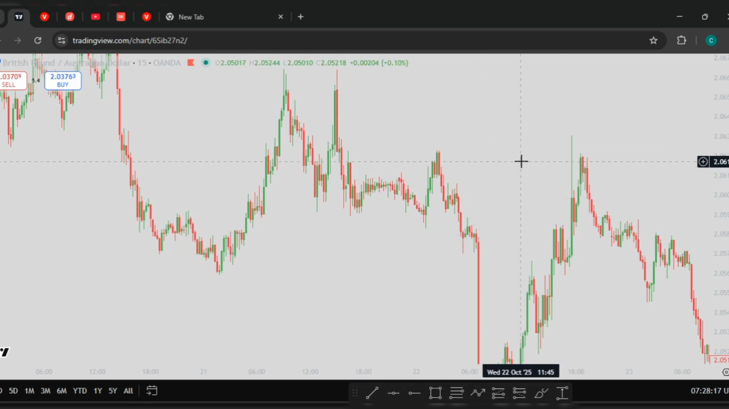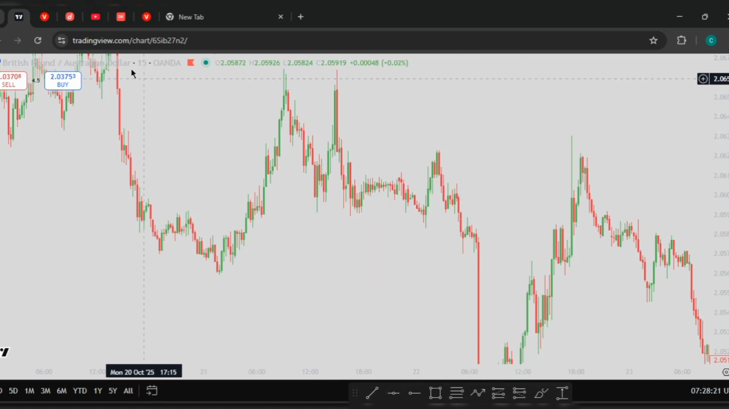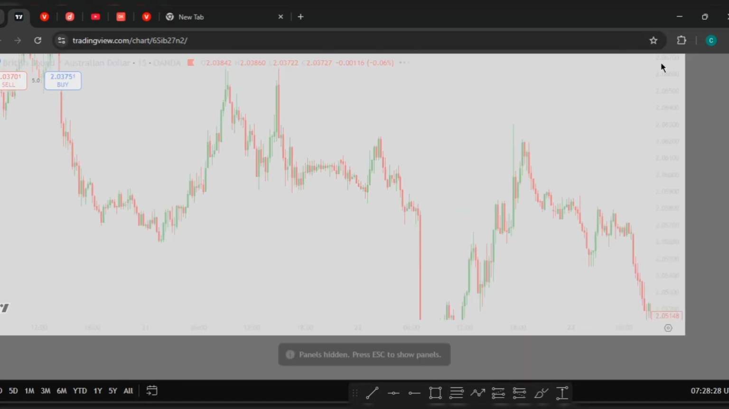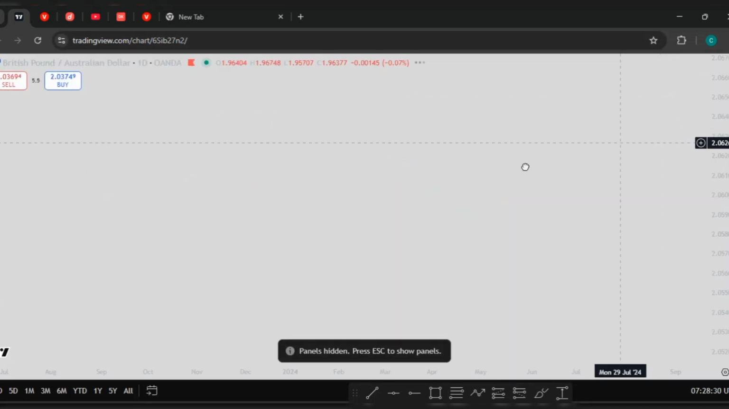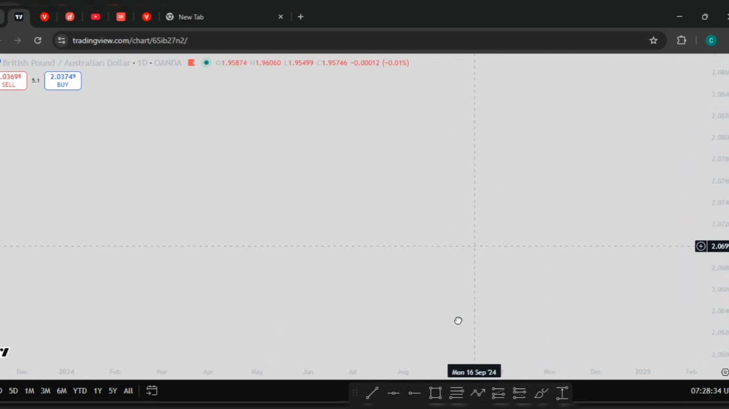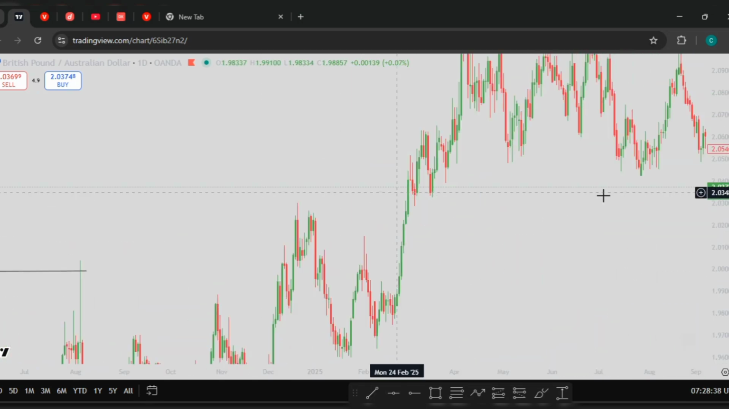Now, let me show you guys again. This is mistake number one that traders make while trading in the market. Now, let me show you guys mistake number two that traders make while trading in the market.